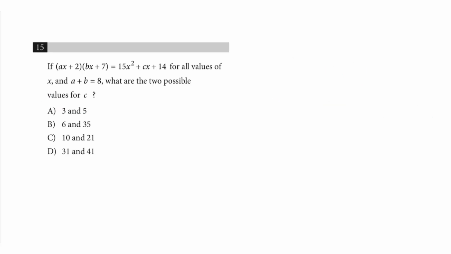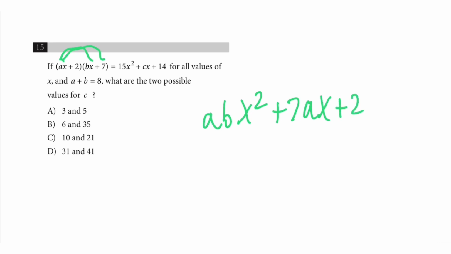In order to solve this, we're going to have to start off by FOILing these. So ax times bx is just abx squared. Ax times 7 is plus 7ax. And then 2 times bx is plus 2bx. And then 2 times 7 is just plus 14.